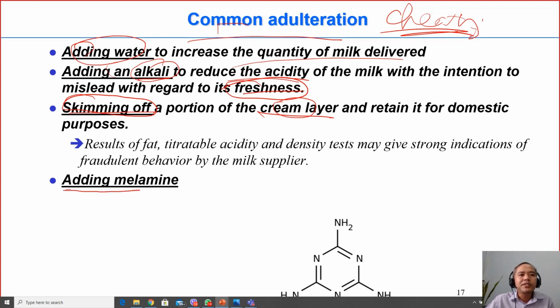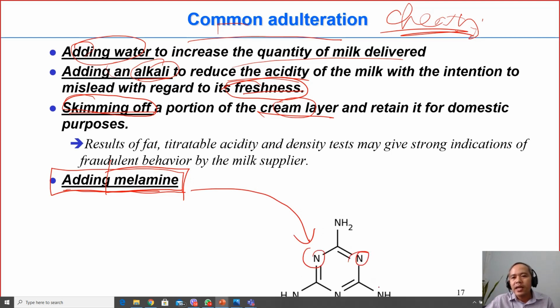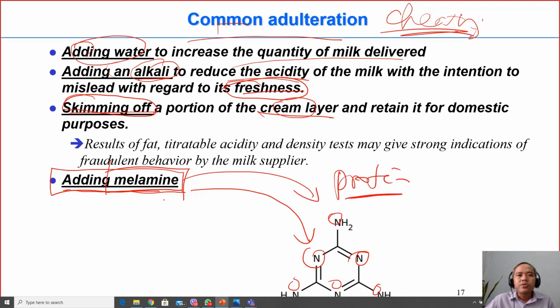And this happened in China several years ago. They added melamine into raw milk. Melamine is a chemical. One molecule has 6 atoms of nitrogen, a lot of nitrogen. They add this to cheat the protein content. So they dilute the milk with water, and then they add this to increase the nitrogen content.